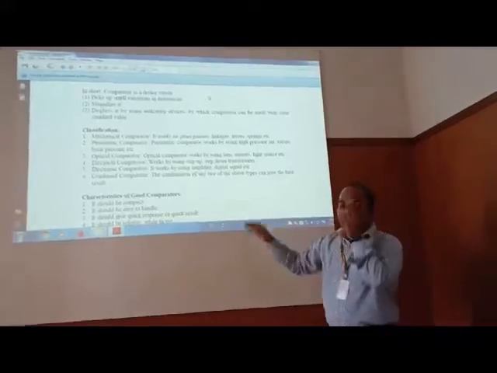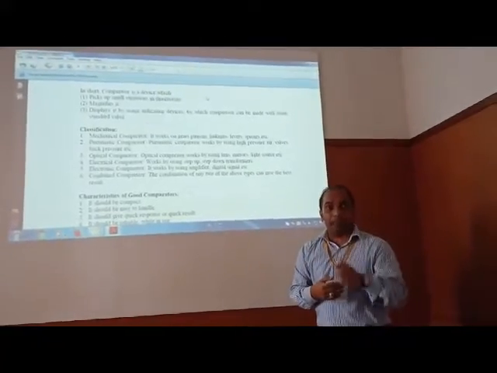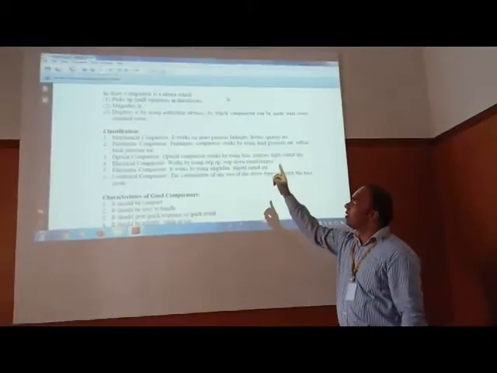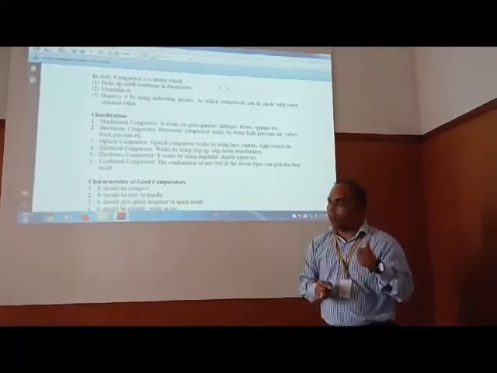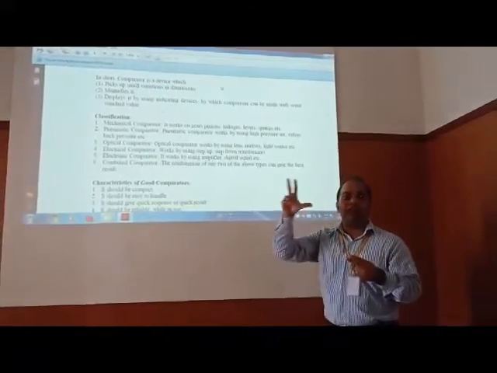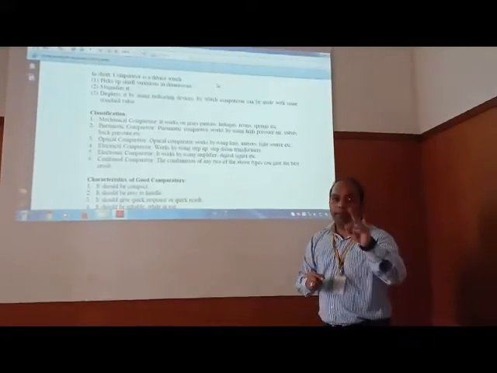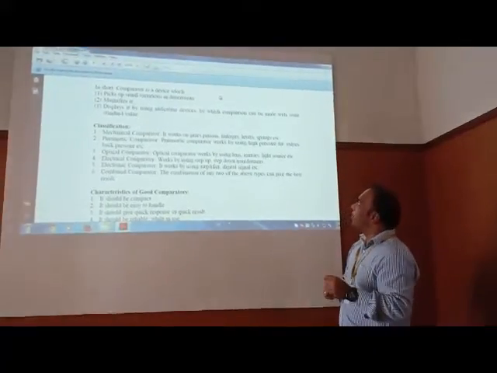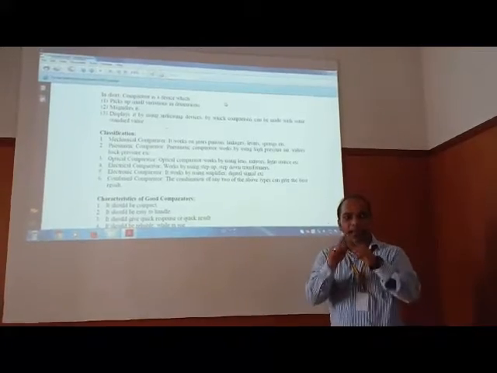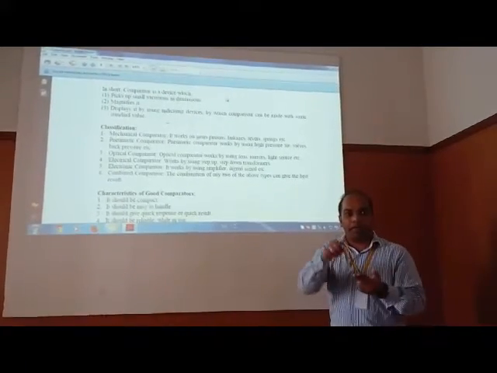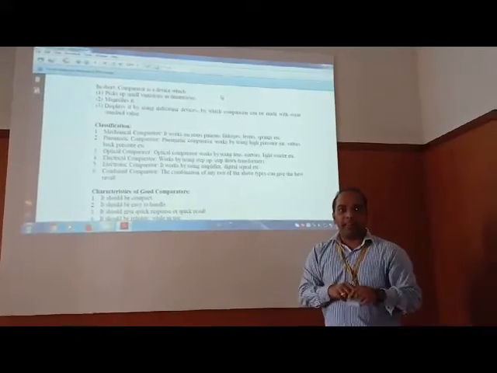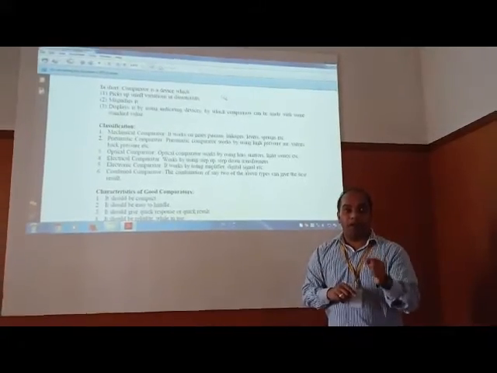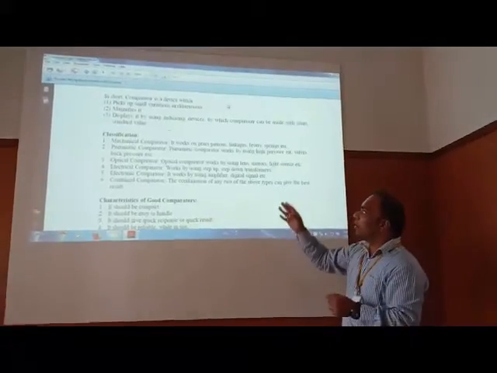In short, now since you have understood the process, you will get to know that a comparator is a device which picks up small variations in dimensions. Second, it magnifies it. Third, it displays it by using indicative devices. For example, it can have an LCD display, or it can have a printed solution, or it can have an error that can be clearly visible in the form of digital records.